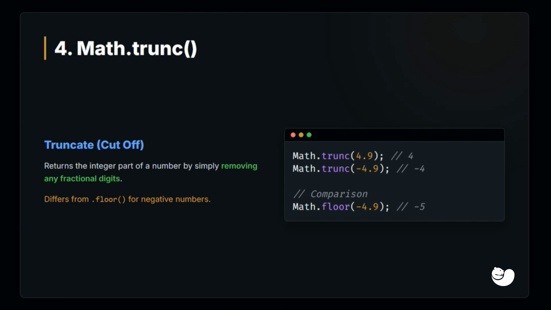For positive numbers, it acts identically to the floor function. However, its distinct personality shines with negative numbers. While floor pushes negative 4.9 down to negative 5, trunc simply deletes the 0.9, leaving you with negative 4. This behavior makes it behave like a round towards zero function. It is particularly useful when parsing raw data streams where the decimal represents noise rather than value, or when you are implementing algorithms that require integer-only arithmetic regardless of the sign.